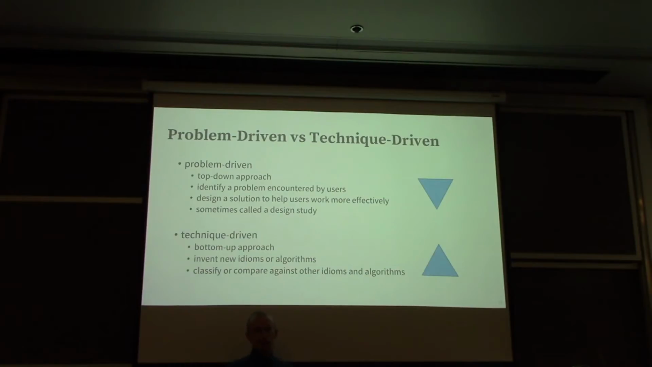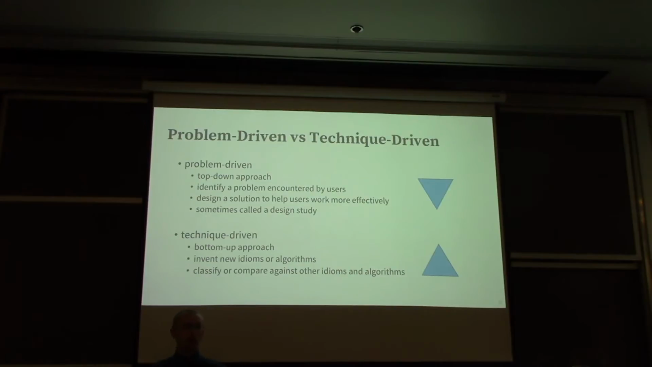And then lastly, when it comes to design, there's sort of 2 main approaches that you can go through and do design. The first is problem-driven. And here is this top-down approach where you want to first identify some problem that's maybe encountered by users that are doing something in the world, and then design a solution to help them work more effectively to solve that problem. And this is sometimes called in our field a design study, but there's other types of things as well for problem-driven work, and it's one huge focus.